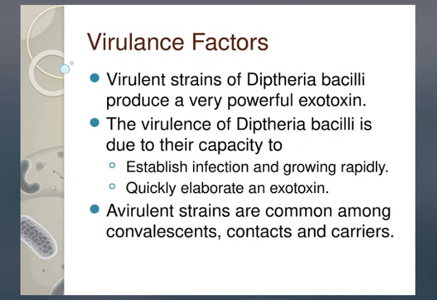The key to Corynebacterium's ability to cause disease, especially the diphtheria bacilli, lies in their virulence factors. Virulent strains produce a powerful exotoxin that can rapidly damage host tissues. This toxin is central to their disease-causing potential, allowing the bacteria to establish infection quickly and grow aggressively. On the other hand, non-virulent strains, which are common among people recovering from infection or carriers, don't produce this toxin and are less harmful.